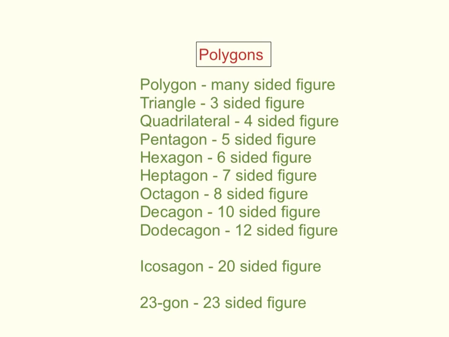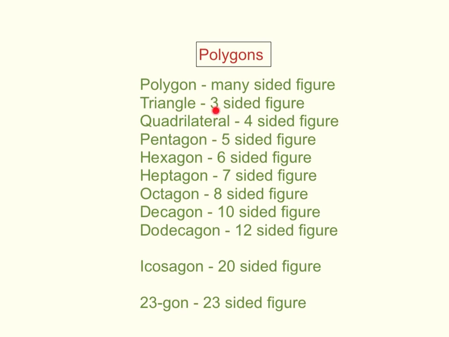Today we're going to talk all about the polygons, and we'll talk about the quadrilaterals in detail, but we're going to hit all the polygons today. And we're going to start off by talking about some definitions. Of course, a polygon in general is a many-sided figure.